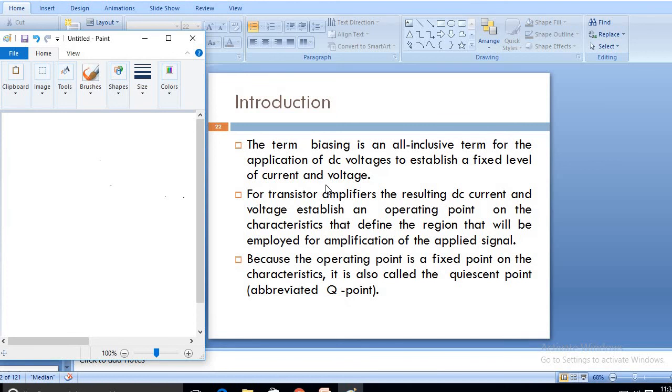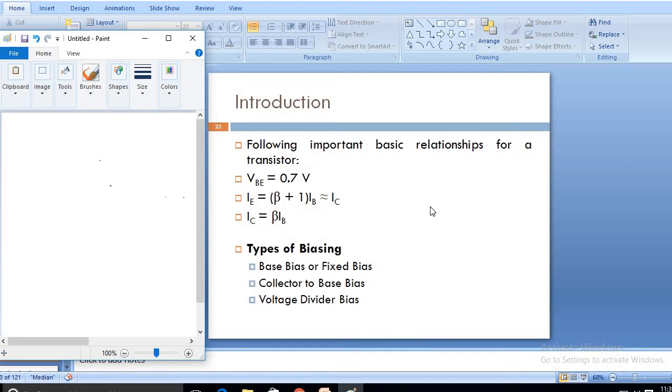And one more thing in biasing is the Q point. Because it is the fixed operating point on the characteristics, it is also called the quiescent point or Q point. I will tell what the Q point is while solving the problems. For transistor amplifiers, the resulting DC current and voltage establish an operating point on the characteristics. While calculating problems on these three methods, I need to operate on that Q point. I will explain it clearly while solving the example.